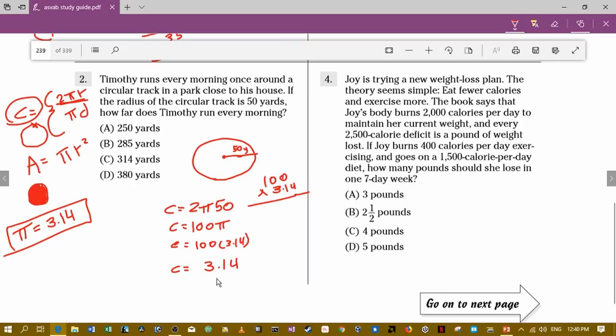So whenever you multiply something by 10, 100, or 1,000, you count up the number of zeros. In this case, 100 has 2. And you move the decimal place twice to the right. 1, 2. So in this case, we know the circumference is going to be 314. So that math worked out pretty nicely for us.